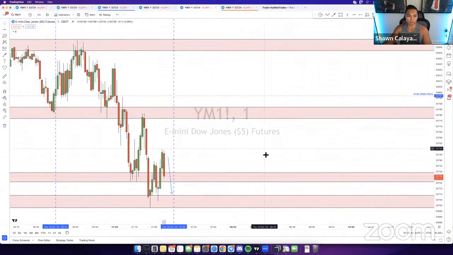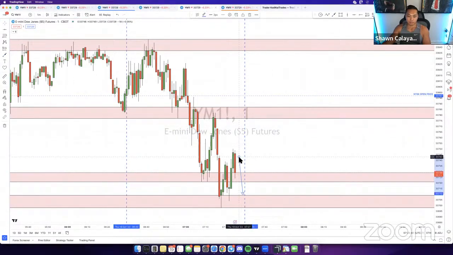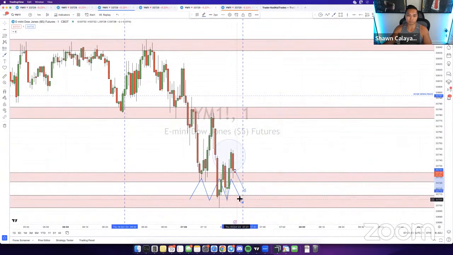So see this big red candle right here? I wouldn't be surprised if it comes back down to this area, because this is the actual range down here. So this could be a fake out. Then it pulls back into the range, and what happens from there? It does the same thing, back and forth, back and forth, back and forth.